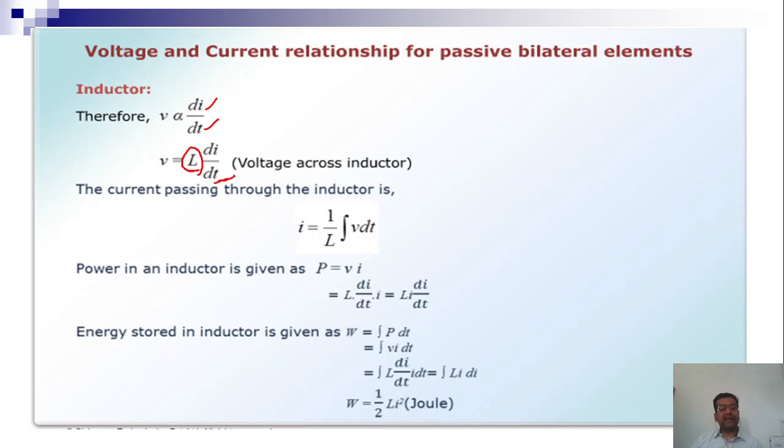What is the di by dt? Rate of change of current. Is it not? So what do you mean by rate of change of current? The value V is going to become infinity actually. Because of that reason, the voltage across the inductor cannot change instantaneously.